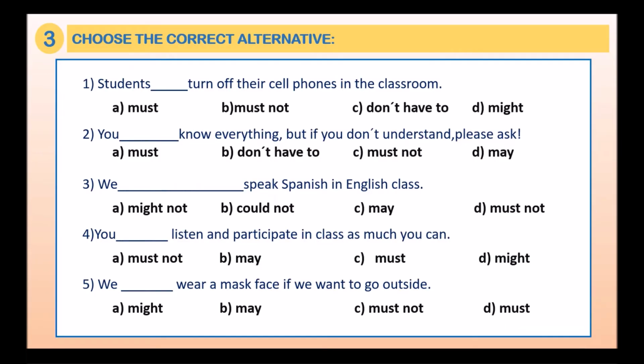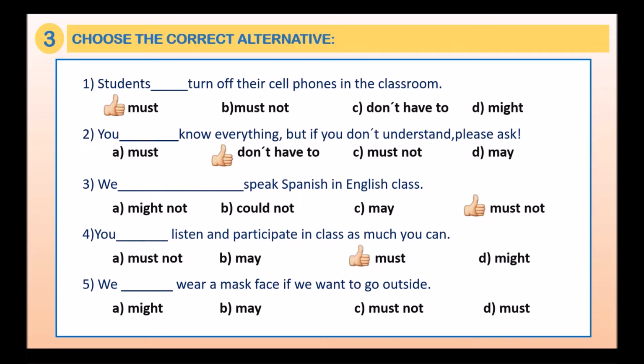Exercise number 3. Choose the correct alternative. Number 1. Students must turn off their cell phones in the classroom. Number 2. You don't have to know everything, but if you don't understand, please ask. Number 3. We must not speak Spanish in English class.